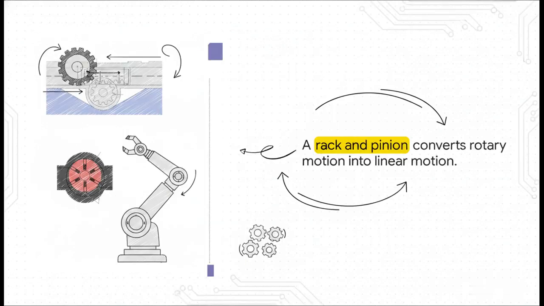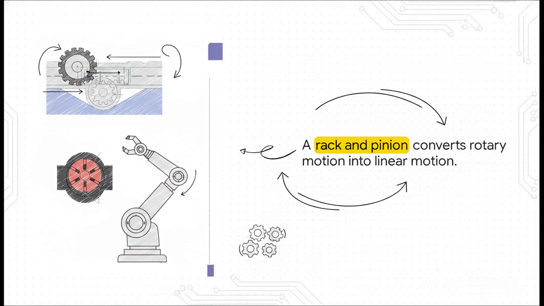But what happens if you need something to spin? For rotational movement, we use something like a rack and pinion mechanism. Imagine a flat bar with teeth. That's the rack. As it pushes forward in a straight line, those teeth lock into a round gear called a pinion, forcing it to spin. Or you can run the whole thing in reverse, turning spinning motion back into straight line motion.